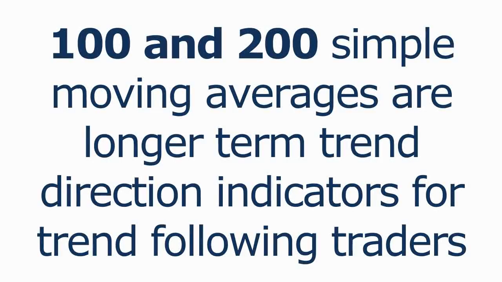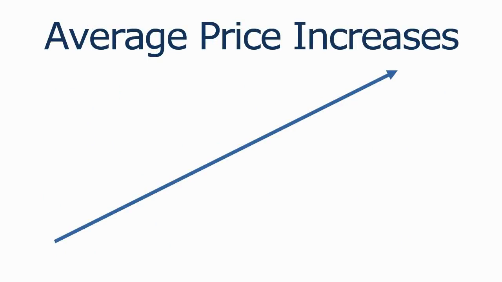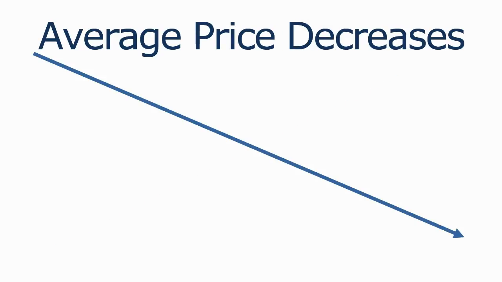Now, if the average price of the SMA is increasing, we're going to see the line turn up, and that's going to indicate an uptrend. A decreasing SMA will generally point to a downtrending market.